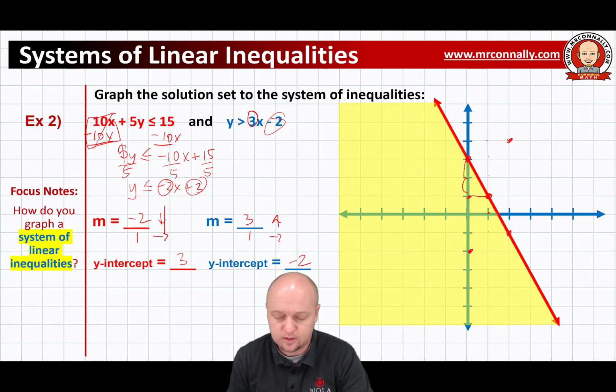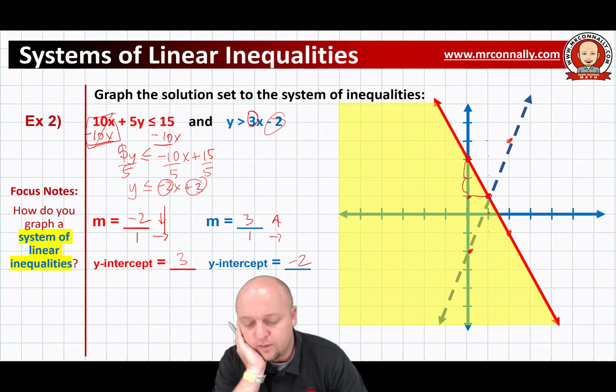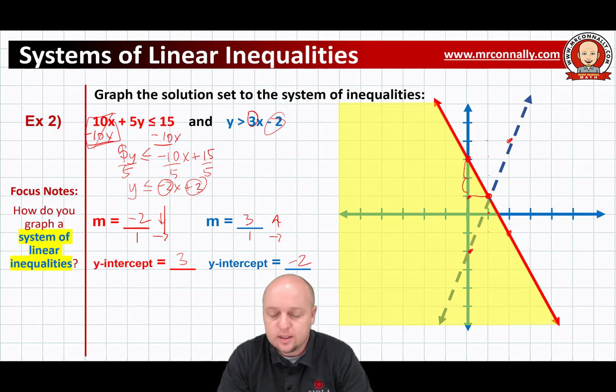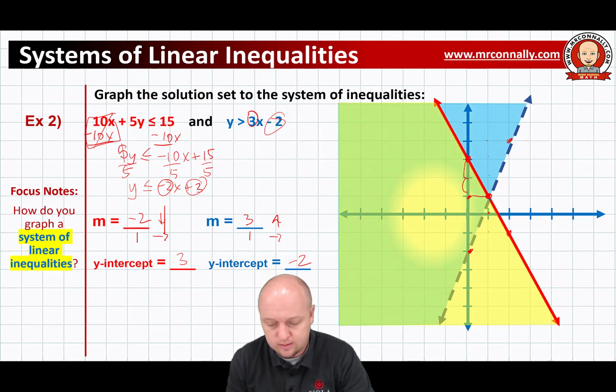Remember, it was less than, so now we draw our graph, our next line, and looks like it intercepts at 1, 1. That's not as important in this one because we're looking for all of the overlap, not just in one spot. And now we're going to do y is greater than, so it's actually going to be above the blue line, so it'll look like this.